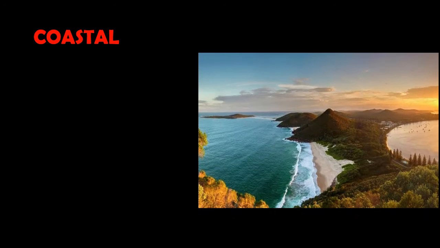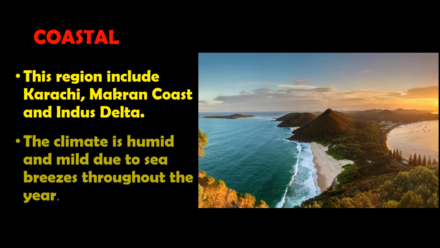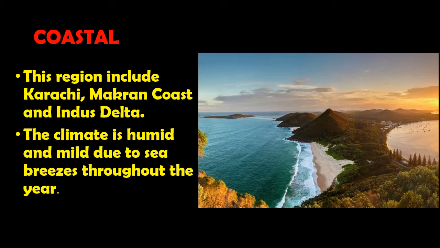Now the fourth major climatic zone in Pakistan is the coastal region. This region includes Karachi, Makran Coast and Indus Delta. The places which are located near the sea are included in this region. The climate in this region is humid and mild due to sea breezes throughout the year. Because they are present near the coast, near the sea, that's why they have a humid and mild climate throughout the year, right?